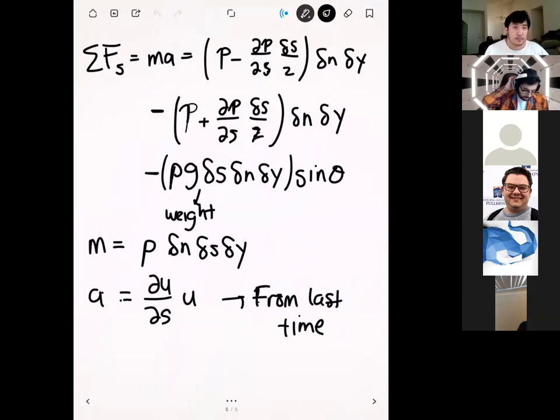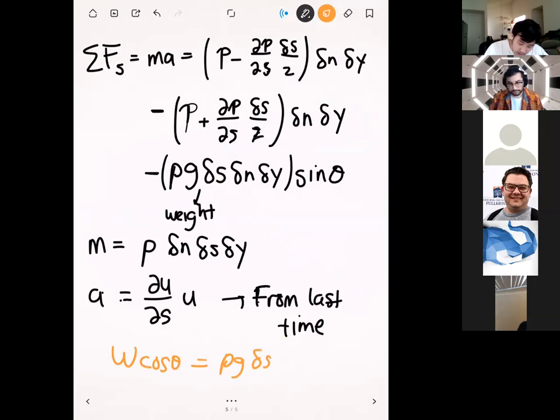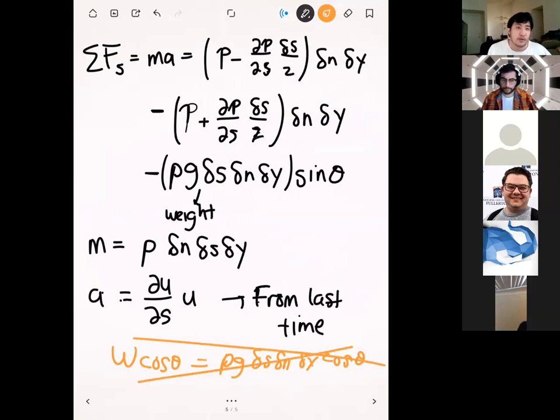Can you show me how the normal to the streamline looks? You mean the force normal to the streamline? Yeah. Right now, the only thing is the weight, so the only force that's normal to the streamline is the weight times cosine theta. So this is equal to rho g delta s delta n delta y cosine theta. This is important when you're considering rotational dynamics, but for this we're just going to ignore it. We assume that it's there, but it's not important for the Bernoulli equation.